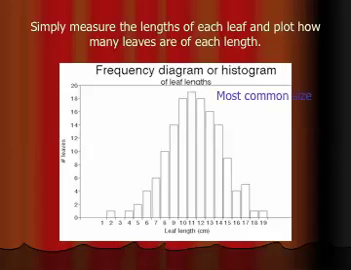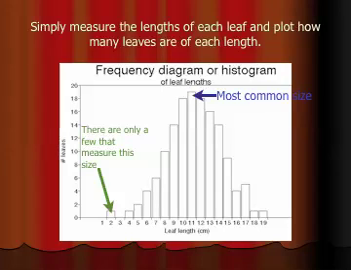Okay, so in this graph, we can see that the most common size of leaf over here was 10. That means that most of the leaves measured 11 centimeters long. Okay, and we can also see that there are only a few leaves, like 1, that measures 2 centimeters. Okay, here we can see that about 19 leaves measure 11 centimeters.